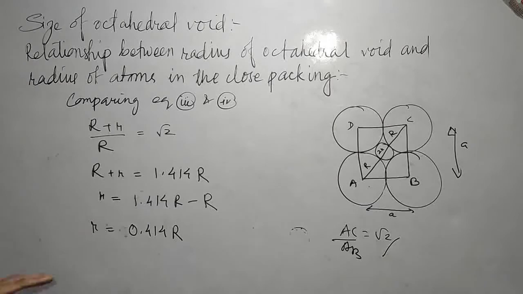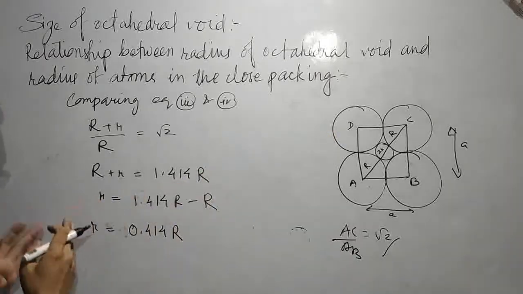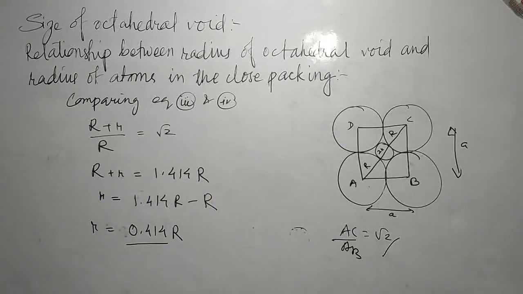Now this is the final answer. So here we can find out that the radius of the octahedral void is 0.414 times the radius of the atom. That means if we know the value of the radius of the atom, then we will eventually know the radius of the octahedral void as well.